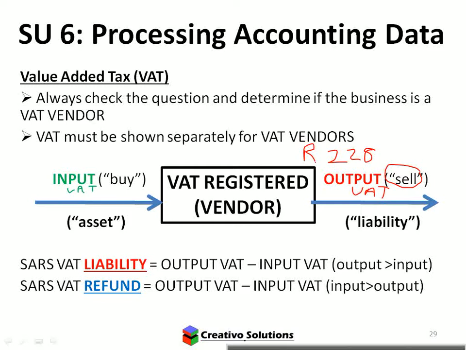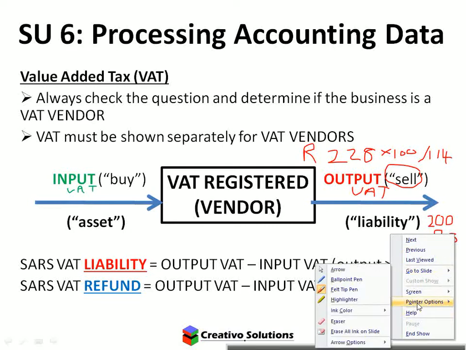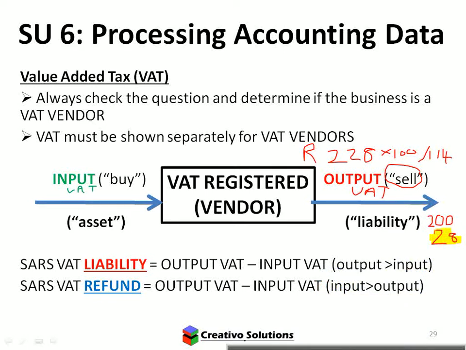14% of that, yes. Okay, so do you guys know how to calculate the VAT exclusive amount? You've got to times it by 100, and you've got to divide it by 114, and that'll give you the VAT exclusive amount, which is 200. I've used easy numbers here. 200 is the VAT exclusive, and then you've got 28, which is the VAT. So what is the output VAT? It's the 28. This is the output VAT. Does that make sense?